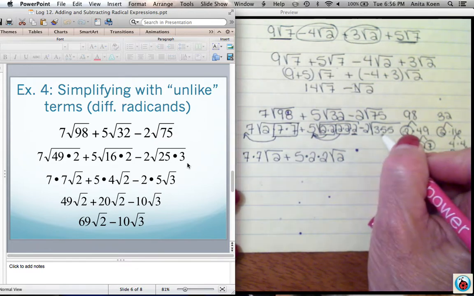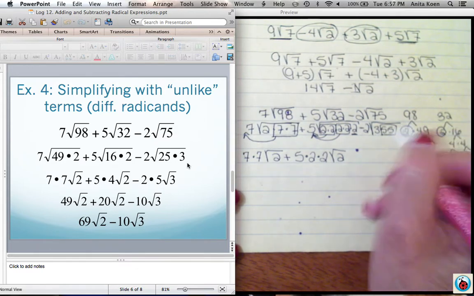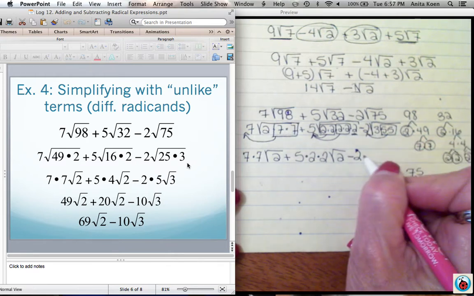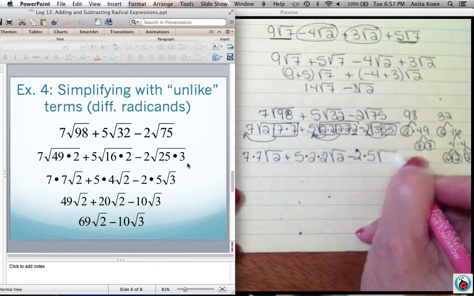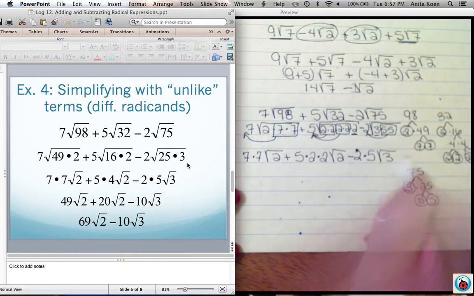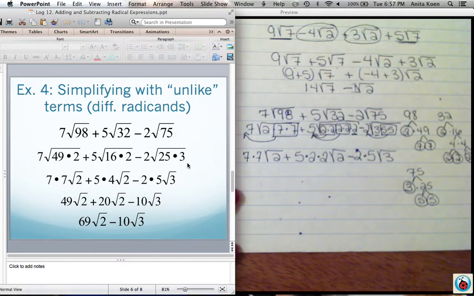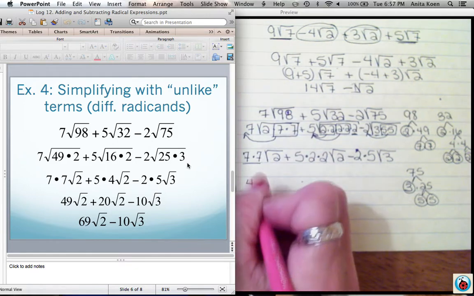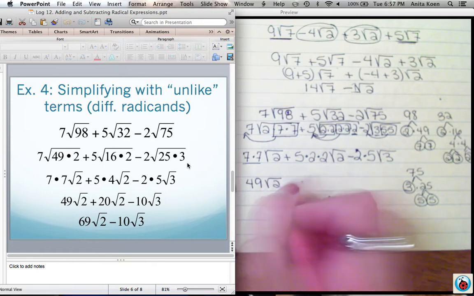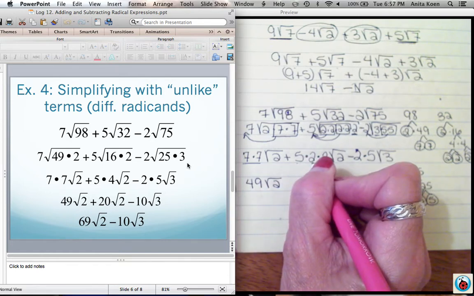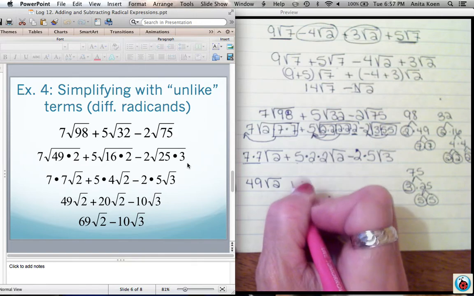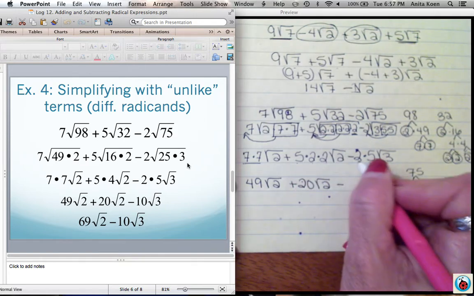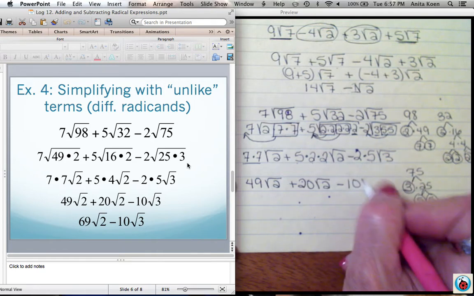And then over here we've got a set of 5's under the radical. So they get to come out and join the 2 that's already outside, and this little 3 must stay under the radical. Now I can multiply. 7 times 7 is 49 times the square root of 2. 5 times 2 is 10 times 2 is 20. So plus 20 times the square root of 2 minus 2 times 5 is 10 times the square root of 3.